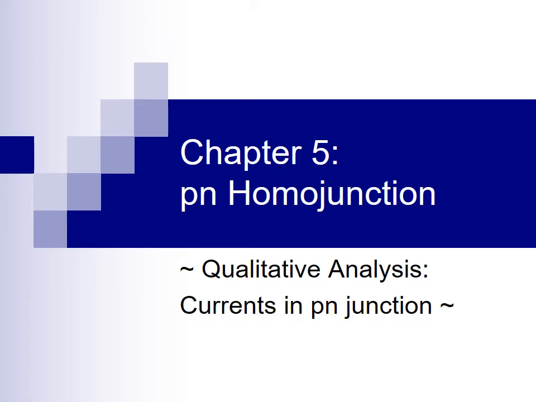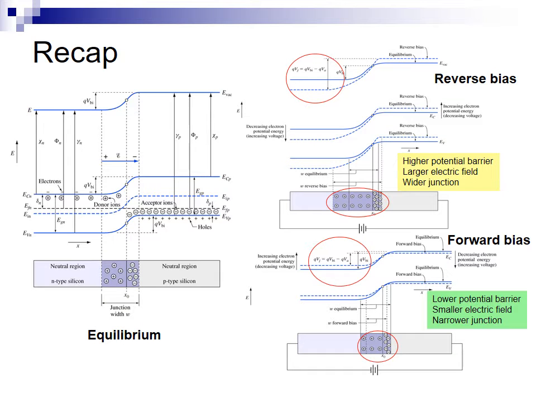Everyone. We are going to cover the last part of the qualitative analysis of Chapter 5 PN homojunction, which is the currents in PN junction. To recap, we have learned about the three Venn diagrams for PN junction under three different conditions, which are the equilibrium, forward and reverse bias. The main differences are as shown here.